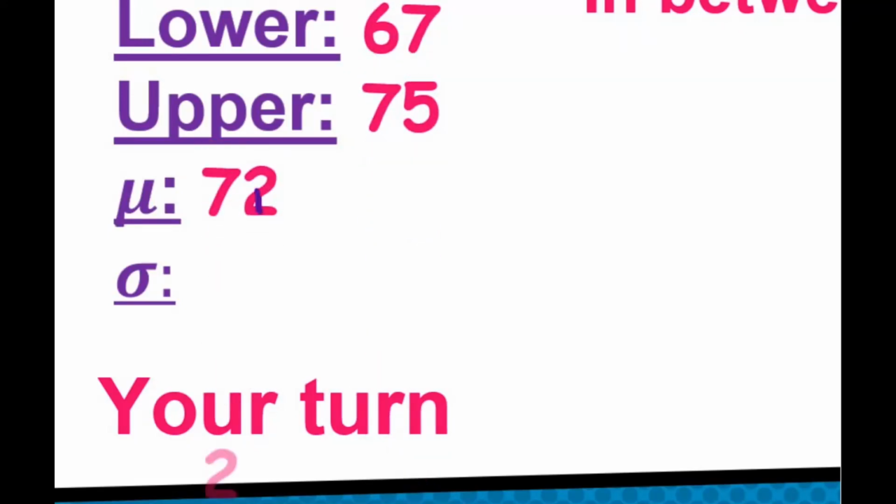What percent of WNBA players are between 67 inches and 75 inches tall? Let's mark those. 67 inches would be about here, and 75 inches would be about there. We're looking for the area in between those two. So this area right here. Now we're not going to either extreme; we're not going to negative infinity or positive infinity. We're bounded between 67 and 75 inches. So when we write our lower bound, that's the smaller number, and the upper bound is the larger number. And then the mean and standard deviation are the same.